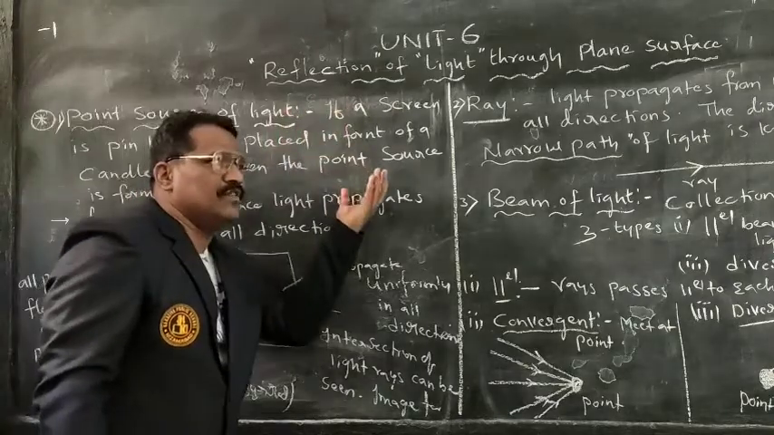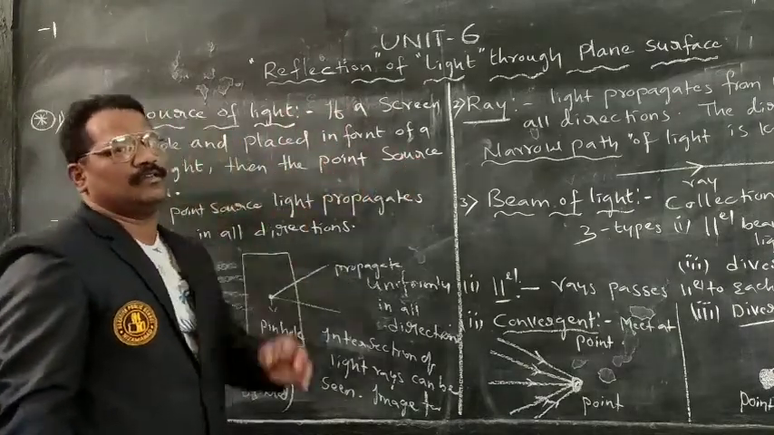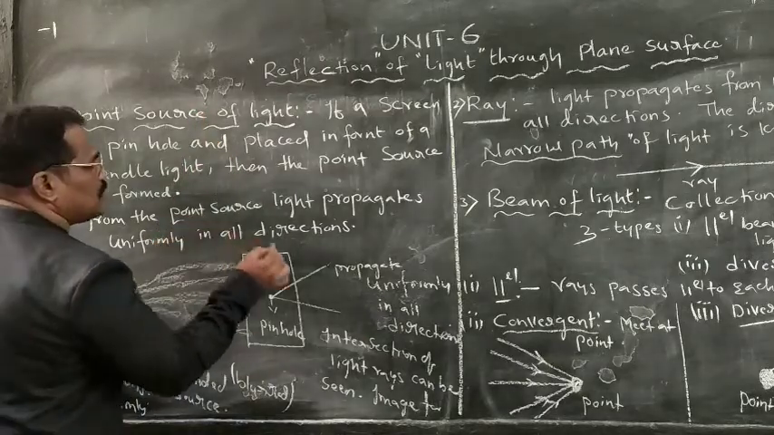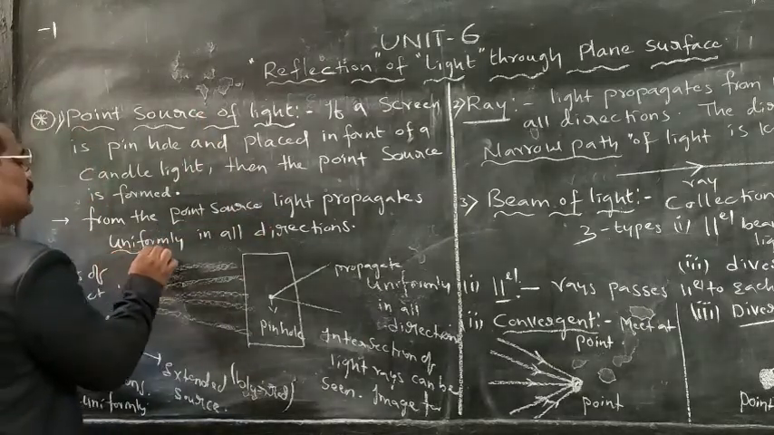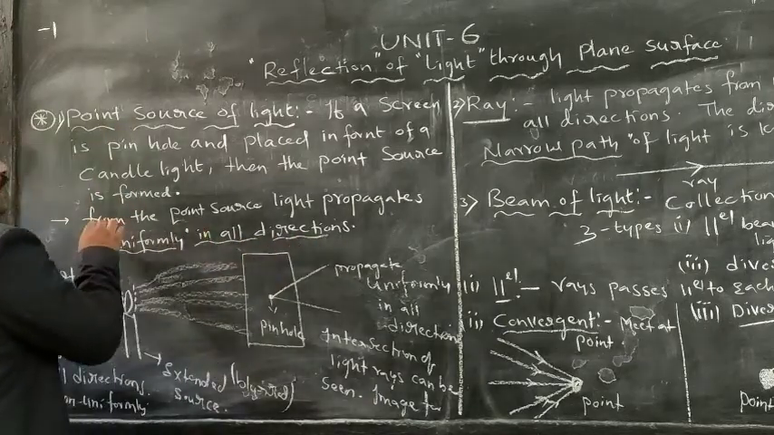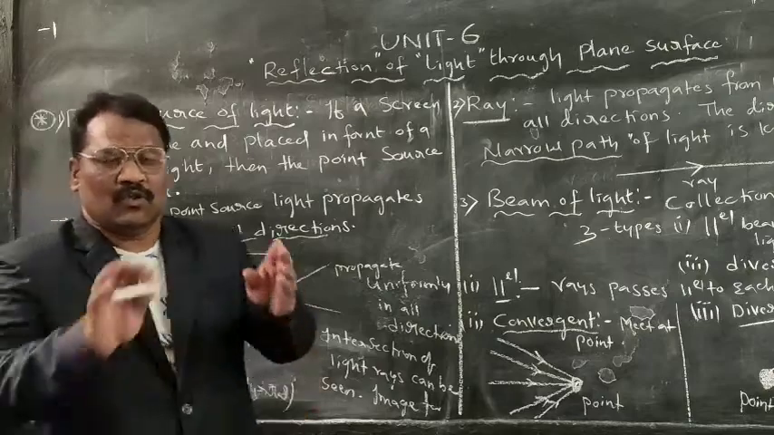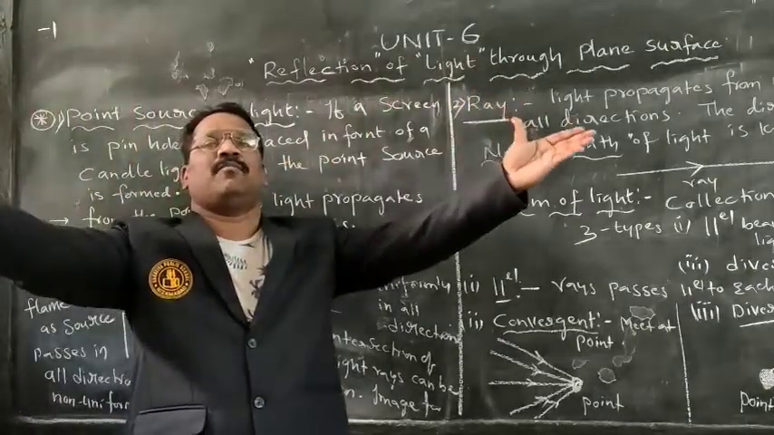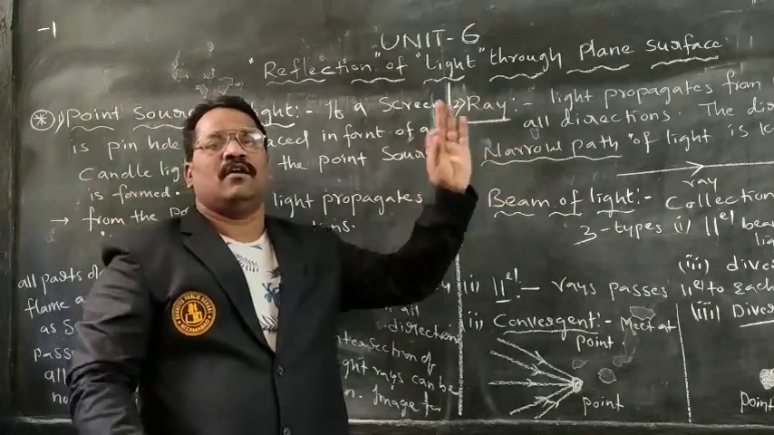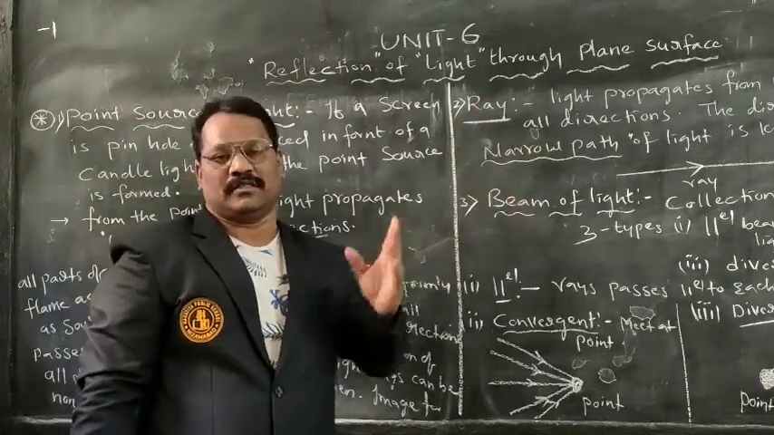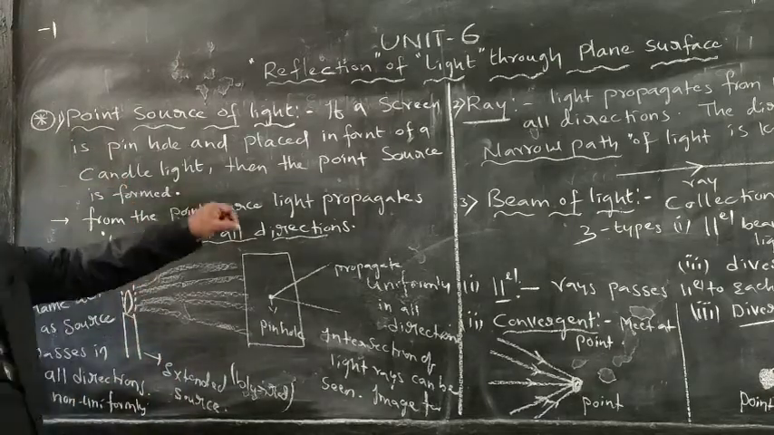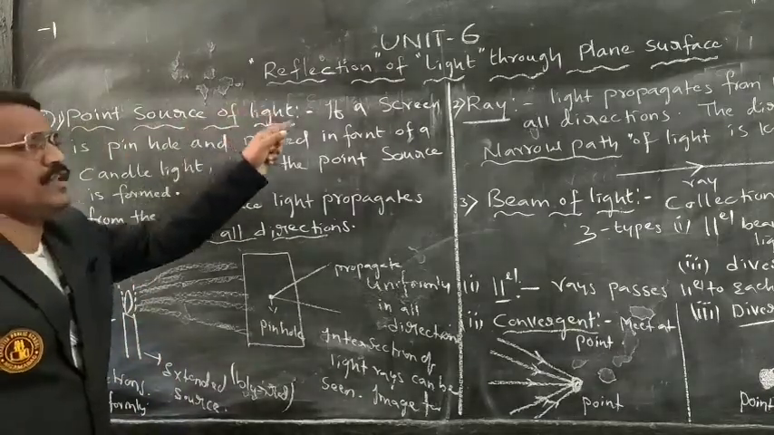What is the benefit of this particular point source of the light? First benefit is that through that point source, light rays can be propagated uniformly in all directions. Uniformly the light will propagate from that particular pinhole in all different directions, north, east, south, west.